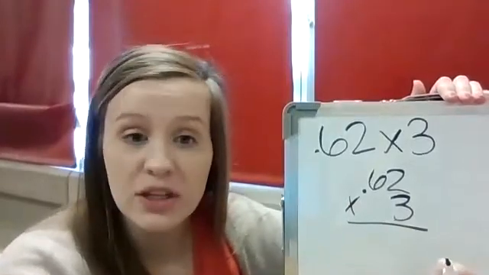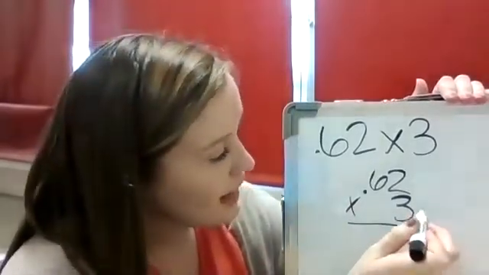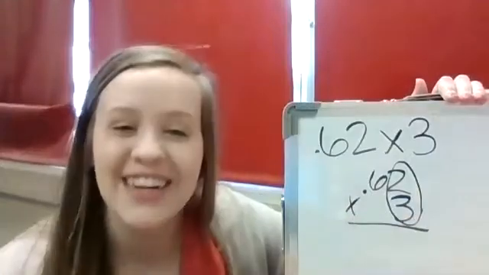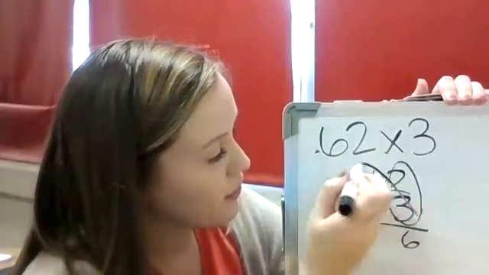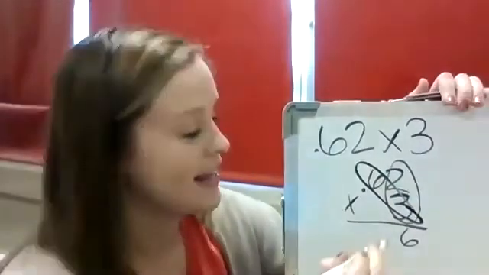Okay? And now we're just going to do the traditional method. We start out with 2 times 3. What is 2 times 3? 6. And then we go 3 times 6, which is 18.